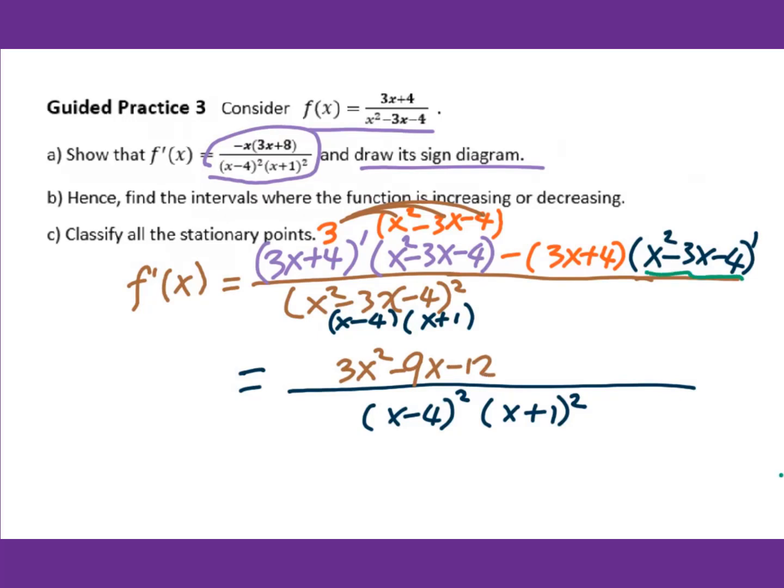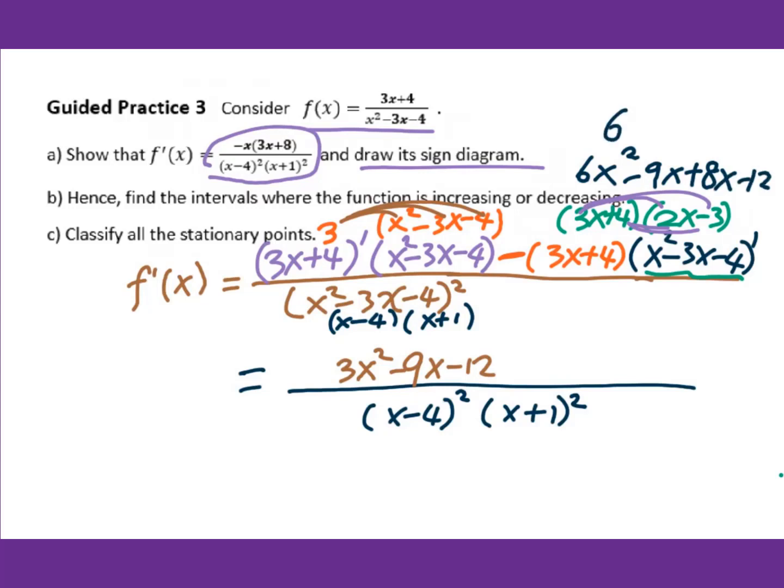The derivative for this, that is 2x minus 3. Then 3x plus 4. We do FOIL first. Then using this negative sign, do the distributive property. So we have 6x squared minus 9x plus 8x minus 12, which means 6x squared minus x minus 12. Don't forget I have a negative sign here. So you get negative 6x squared plus x plus 12.